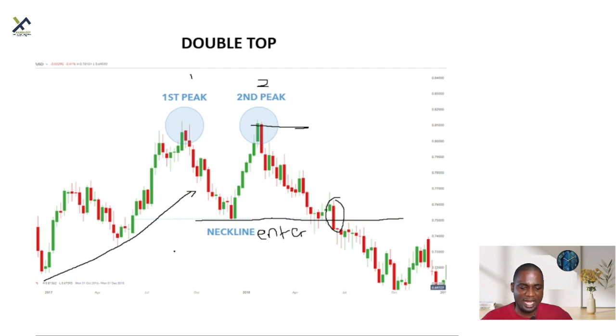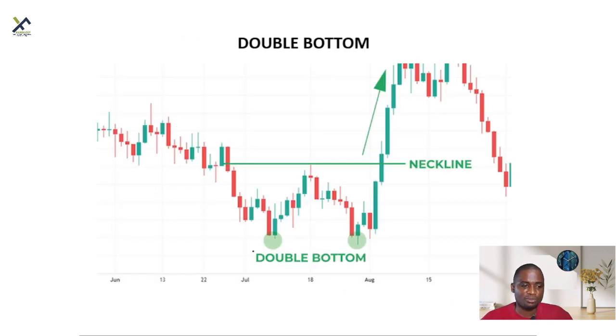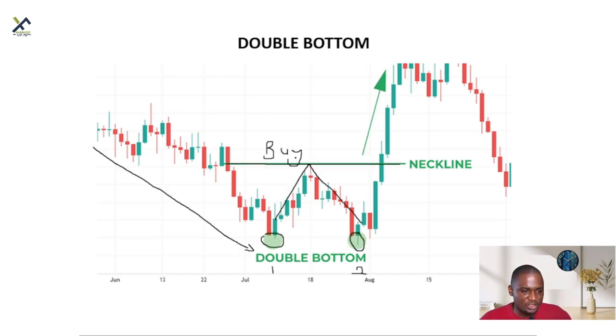Now, the next one is the double bottom. The double bottom is just the opposite of the double top. The double bottom is a bullish reversal pattern. So just like I said, I will put my buy entry above the neckline, and once the market gets to the neckline, it triggers my market and I go.